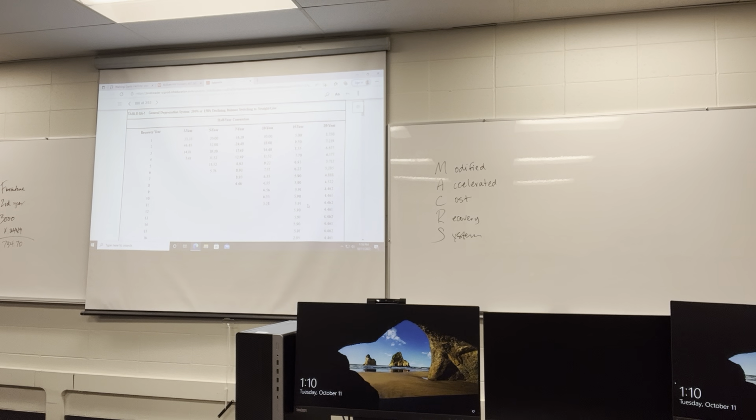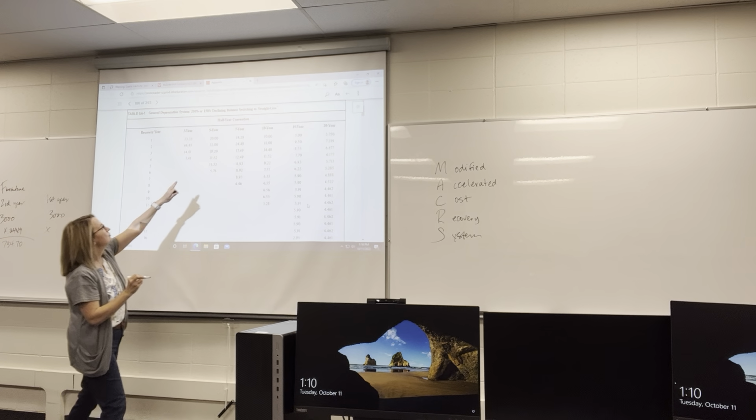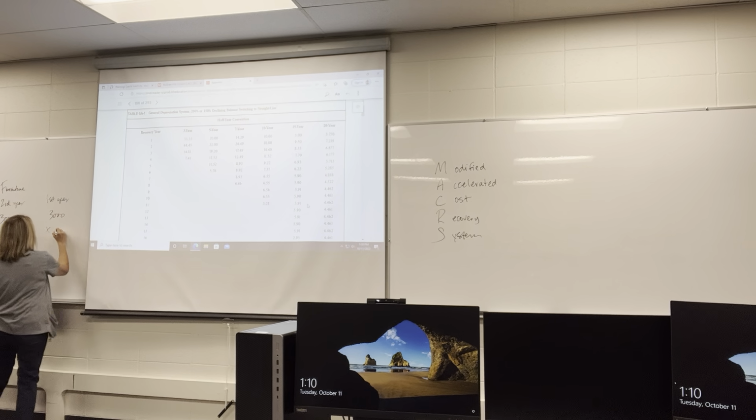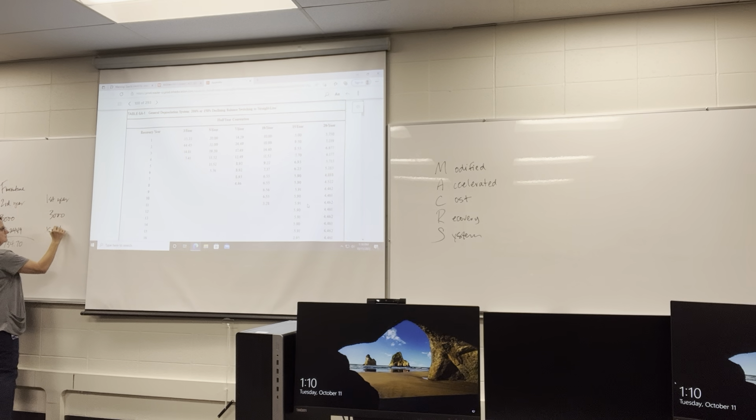If it was the first year, again $3,000, same basis, now it's 14.29%, which is $428.70. This is in the first year. That's how much depreciation we would take.